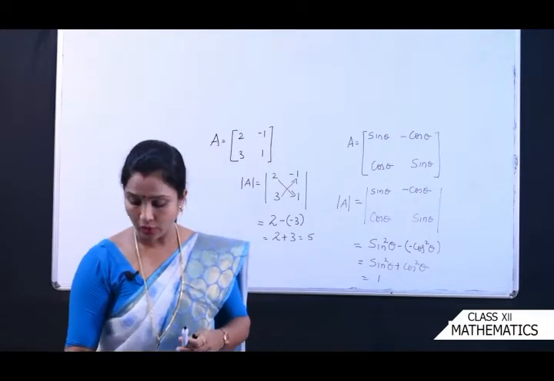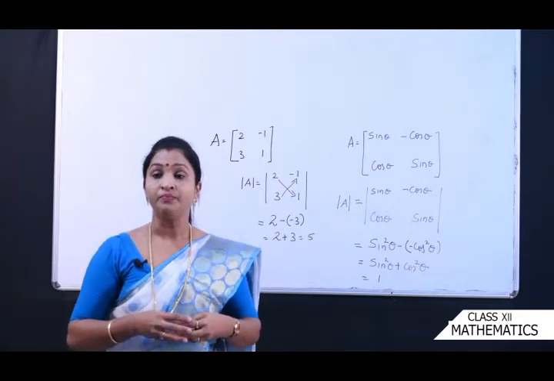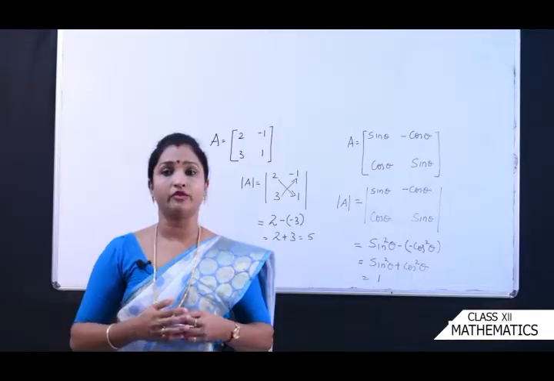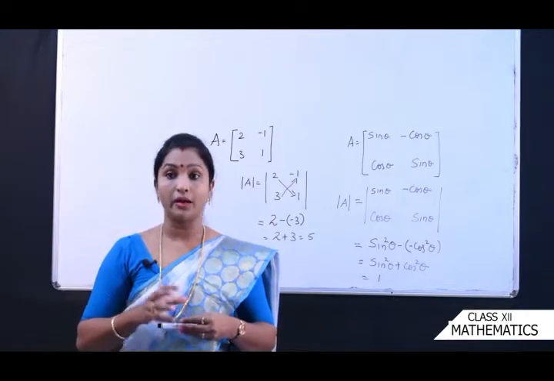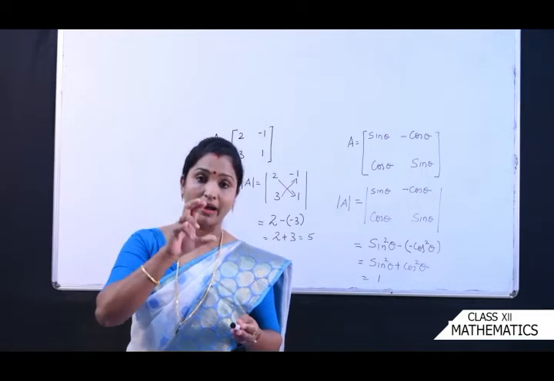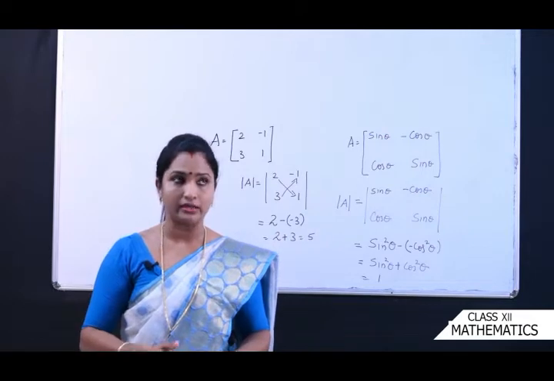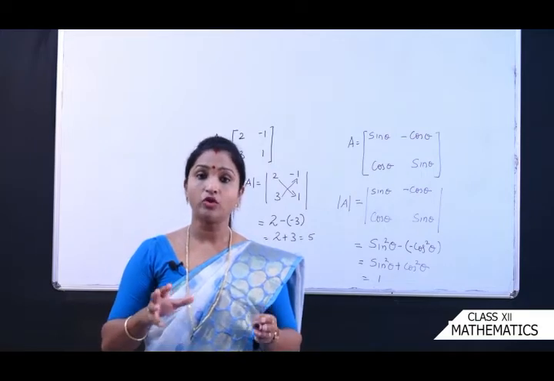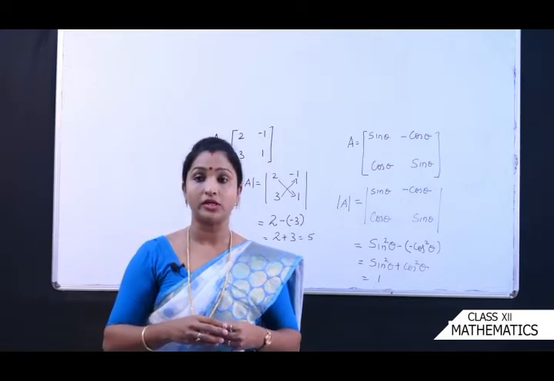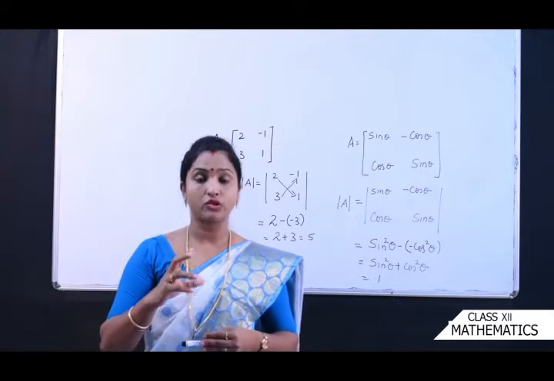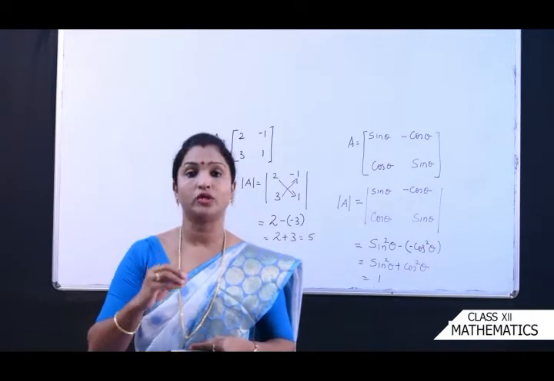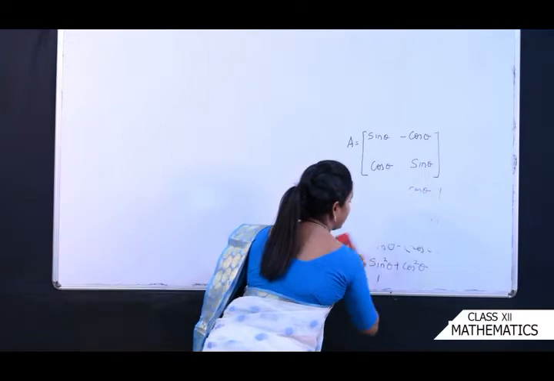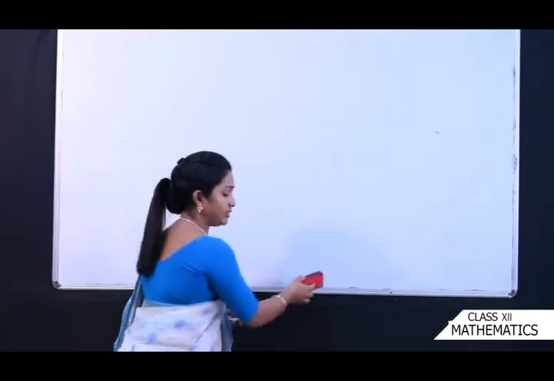Okay, clear? Now we'll go to the next one, which is very, very important. That is determinant of a matrix of order 3. Before explaining the determinant of a matrix of order 3, I just want to tell you about the minors and cofactor. Although minor and cofactor come a little later in your textbook, I think after 4.3, I want to explain you at this moment. Why? Because if you want to expand a matrix of order 3, you must know what is a minor and what is a cofactor.